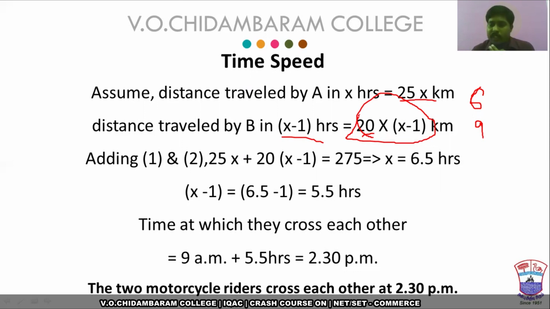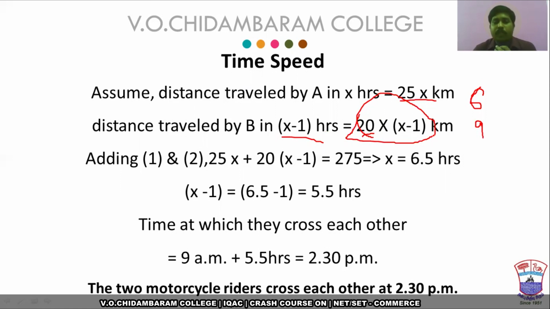when they cross each other, both of them are traveling from either end. So they will cover the total distance. For example, if they meet at Devachelpuram, one person will cover the distance from Thoothukudi to Devachelpuram. Another person covers the distance from Tirunelveli to Devachelpuram. The total distance is nothing but the distance between Thoothukudi and Tirunelveli. Here they have given it as 275.